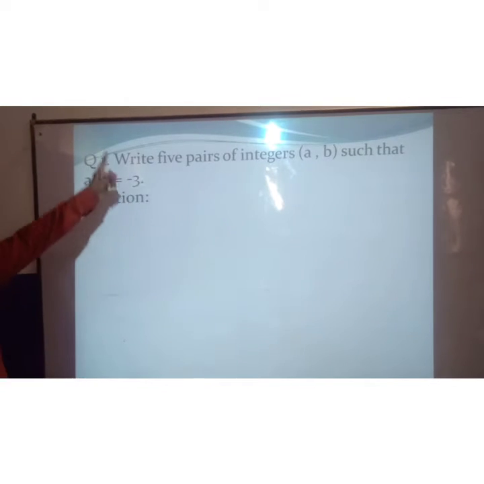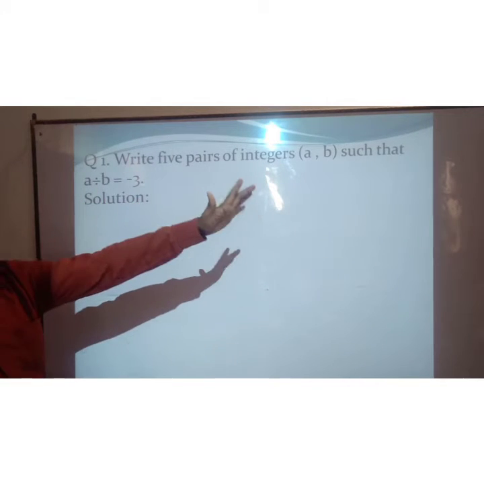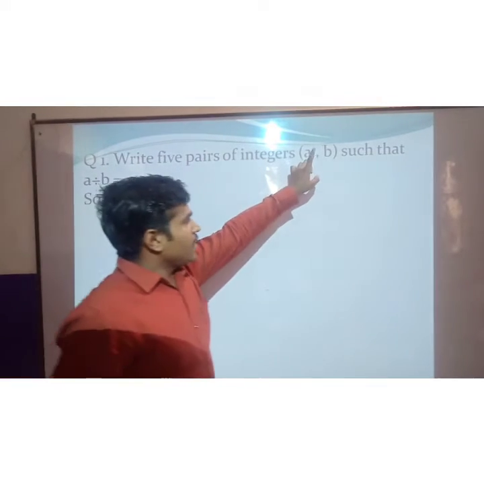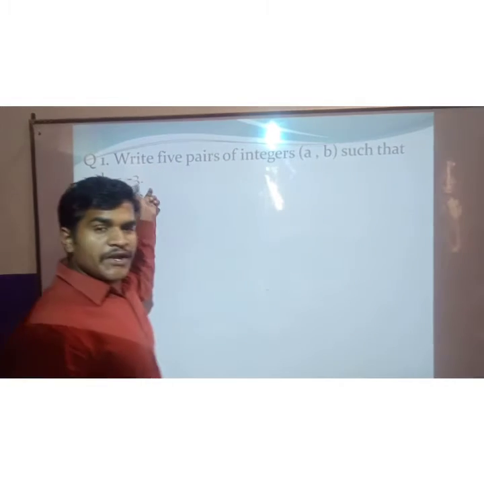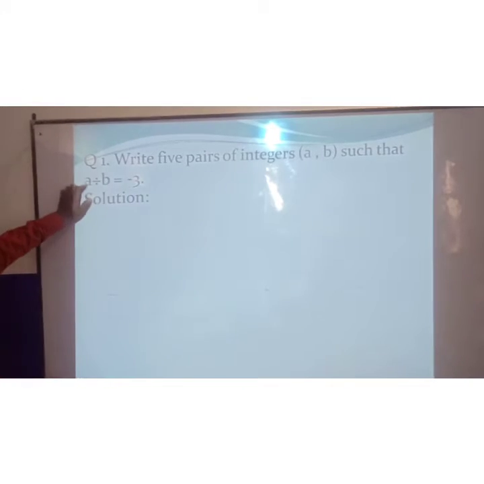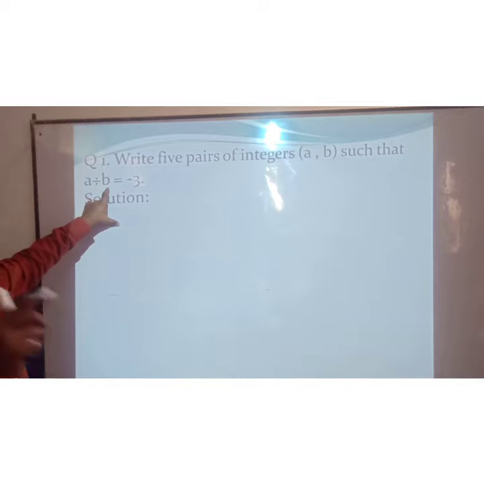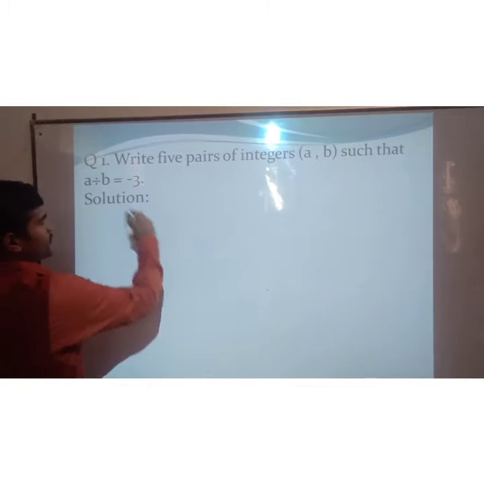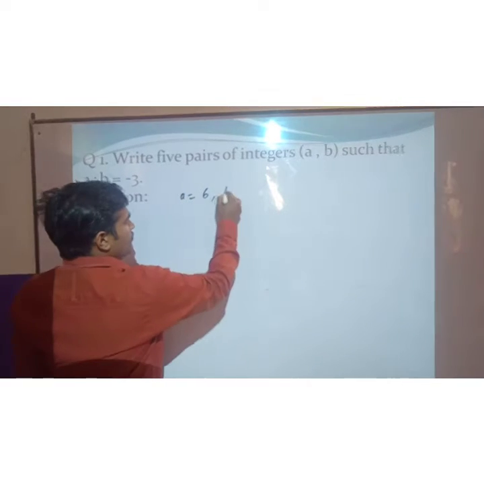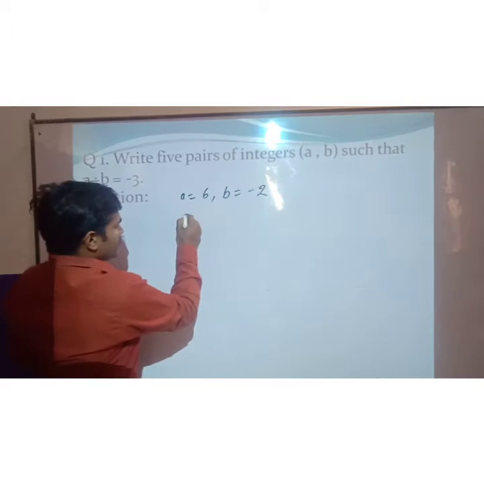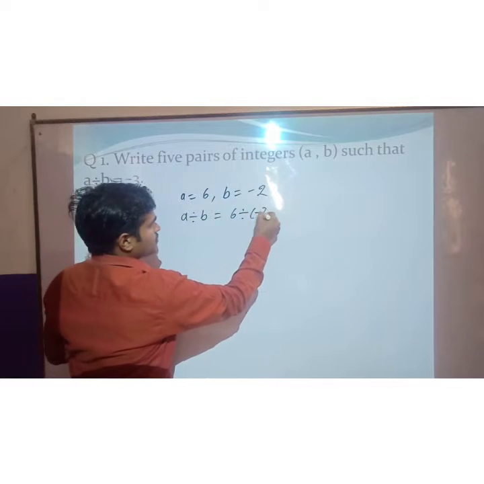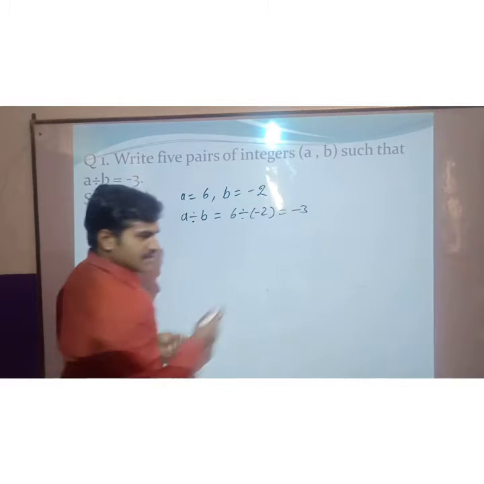Question number 1. Write 5 pairs of integers a, b such that a divided by b is equal to minus 3. Let's see. If a is equal to 6 and b is equal to minus 2, when we divide a by b, what do we get? 6 divided by minus 2 is equal to minus 3.